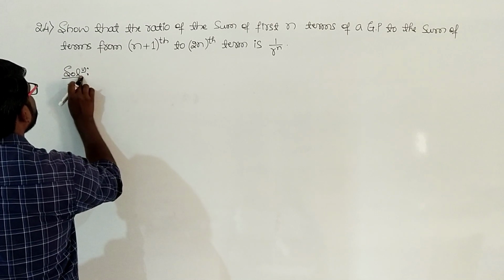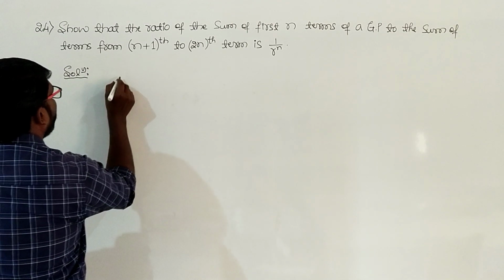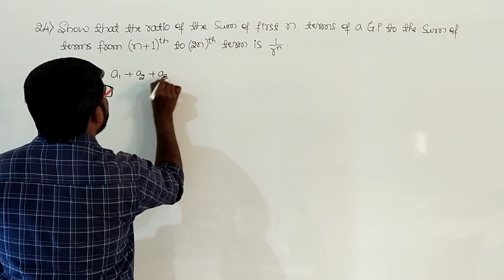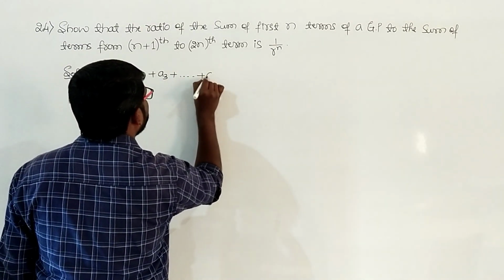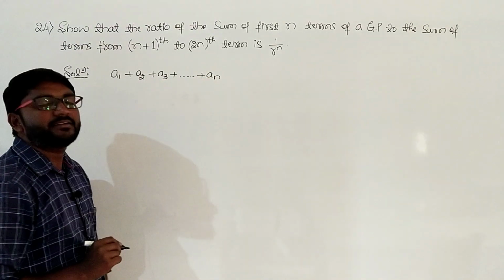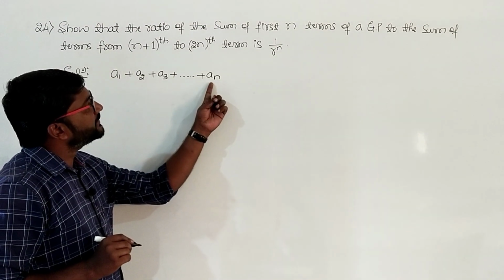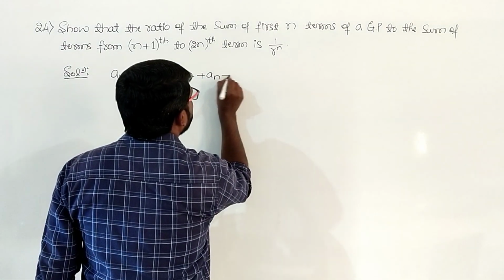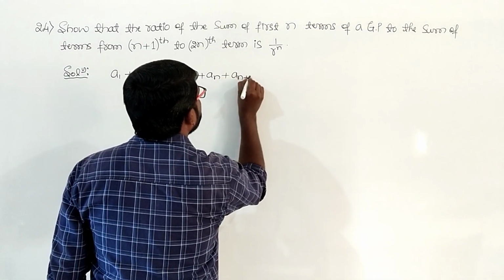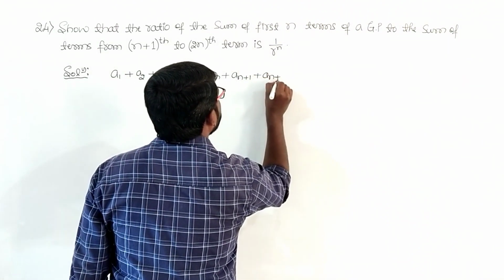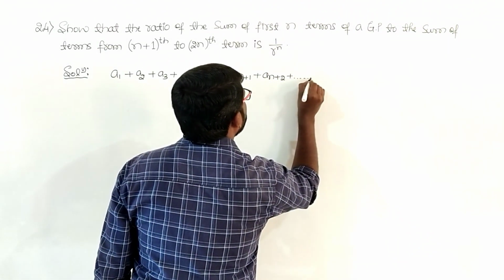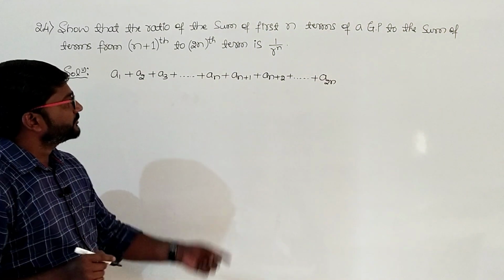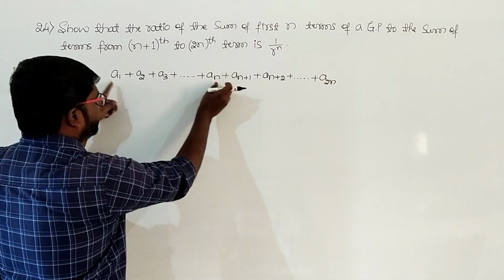I will write a geometric series: A1 plus A2 plus A3 plus so on plus An. So, this is the sum of first n terms of a GP. What will be the next term after An? It is An plus 1. So, now plus An plus 1, plus what is the next term? It is An plus 2, plus so on plus A2n. So, now this is going to be Sn.